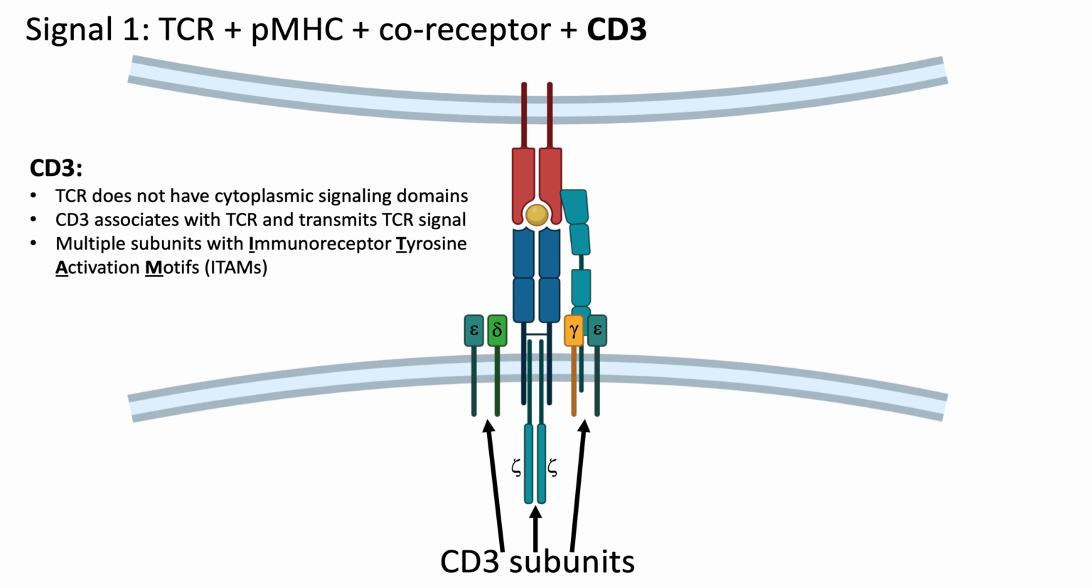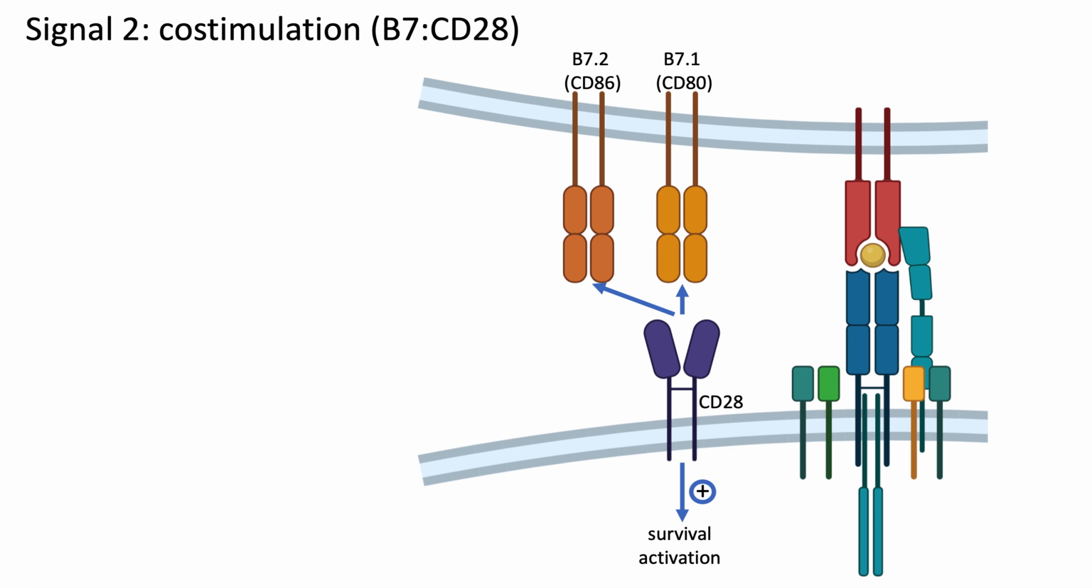And each of these subunits in their intracellular cytoplasmic domain contains multiple activation motifs that allow for phosphorylation of tyrosines. These are called immunoreceptor tyrosine activation motifs, or ITAMs. And phosphorylation of these activation motifs initiates a tyrosine kinase signaling cascade. Okay, so that's signal 1. Let's move on to signal 2.